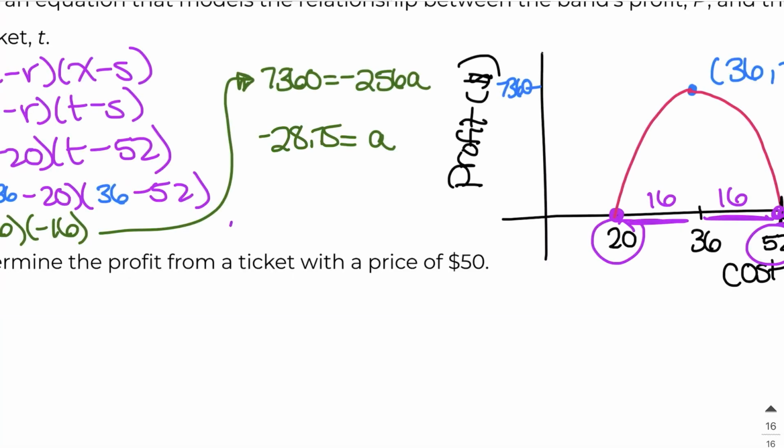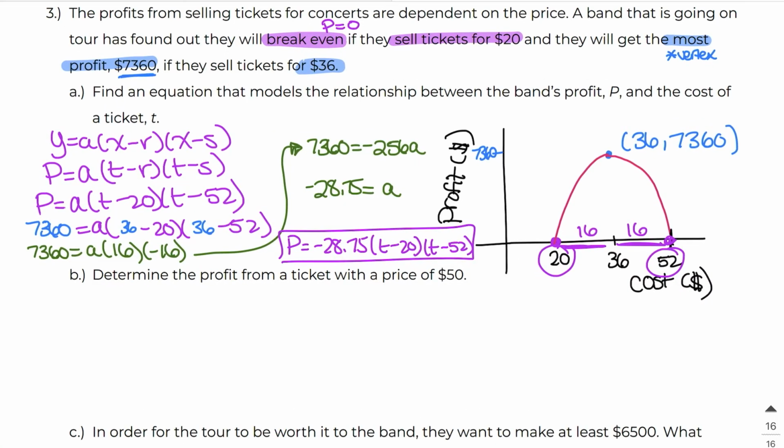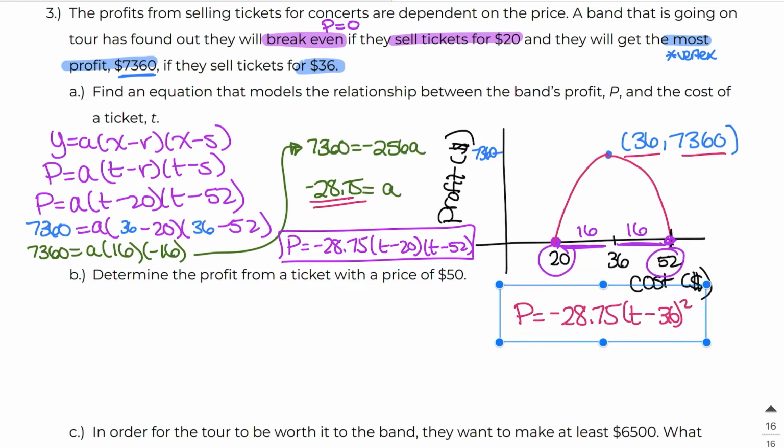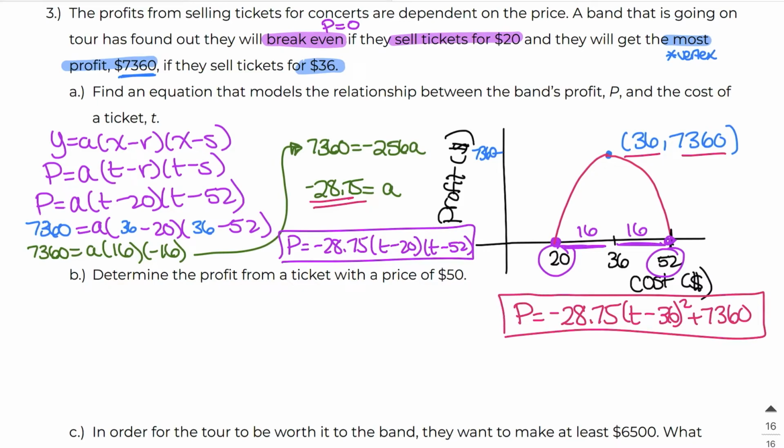So that means that my equation in factored form would be P equals negative 28.75 times T minus 20 times T minus 52. In complete honesty, we can also write out what our equation is in vertex form because we know the vertex and we know the A value. It's not going to change. The A value is going to stay exactly the same. So we can also say in vertex form, it would be negative 28.75 times T minus 36 squared, plus 7,360. Okay?